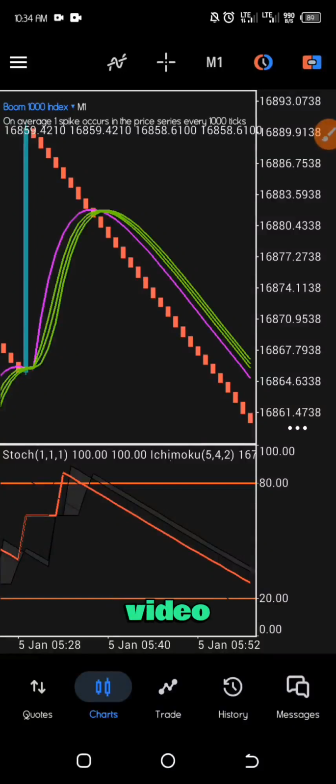Okay, so in today's video we are going to be looking at this boom and crash scalping strategy, and of course this strategy is very effective.